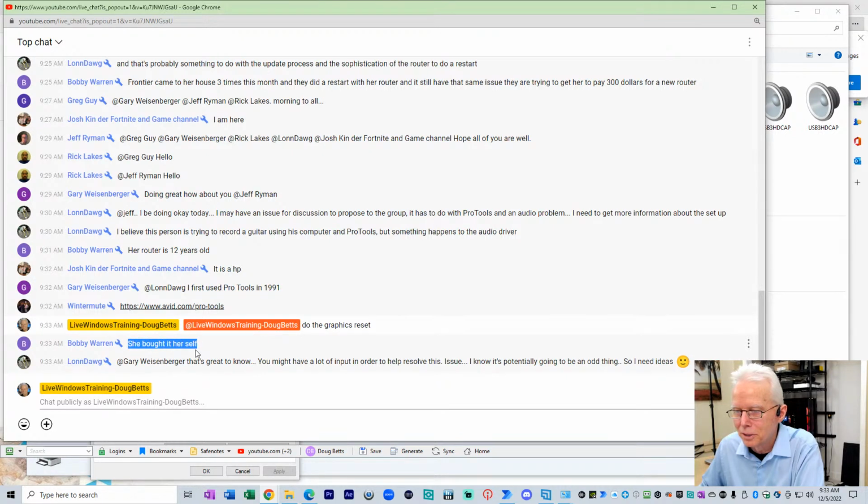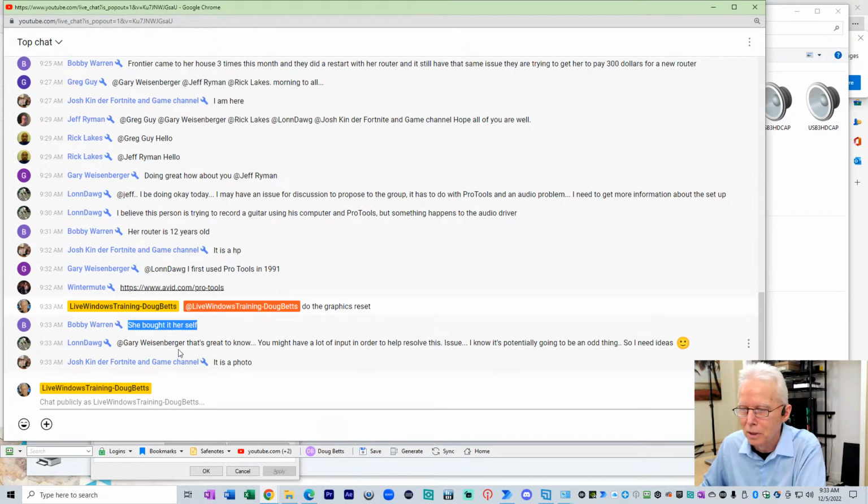She bought it herself. 12 years. Let's see. That's HP. She bought it herself. Is it just recently purchased? Is it new? Oh, wait a minute. I'm sorry. That's Bobby regarding the router. 12 years ago. Oh, so it's not a rental. Yeah. Hey, a 12-year-old router. It's due.